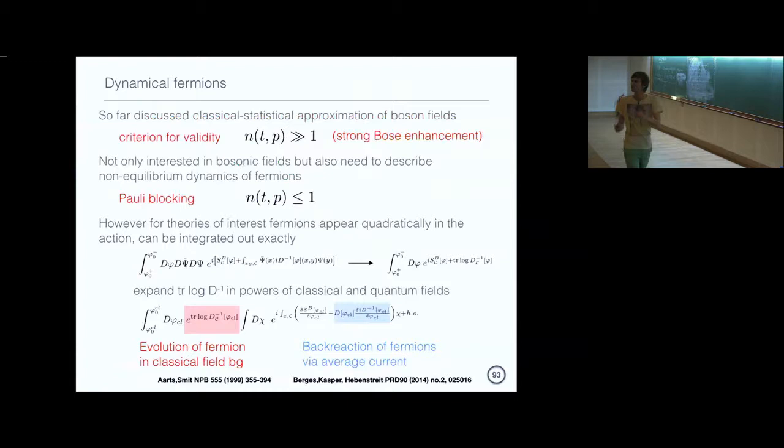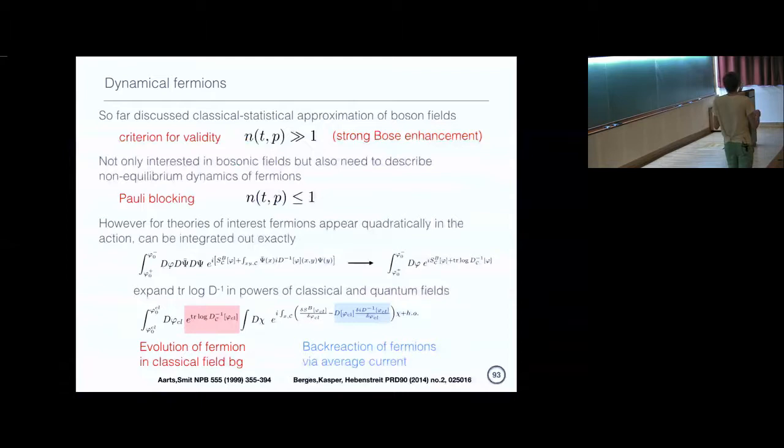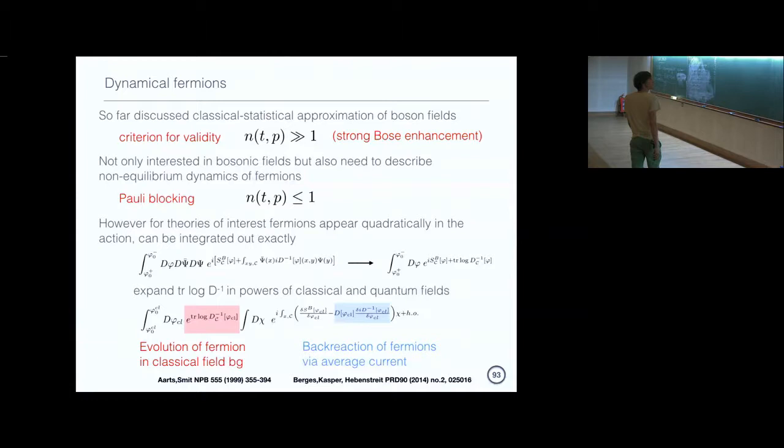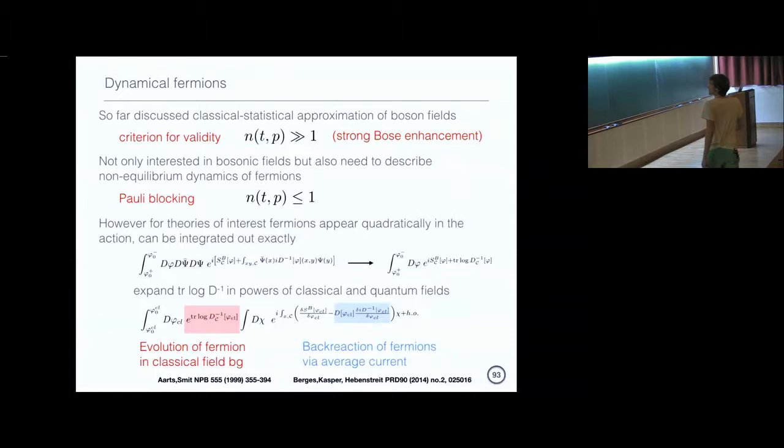And let's address a problem which so far we've kind of swept under the rug. So far we've been using, for instance, this classical statistical approximation to describe the dynamics of bosonic fields. And we had this criterion for its validity, which was that the occupation numbers have to be very large, much greater than unity, meaning that we have very strong Bose enhancement going on in our systems, in order to describe the dynamics semi-classically.